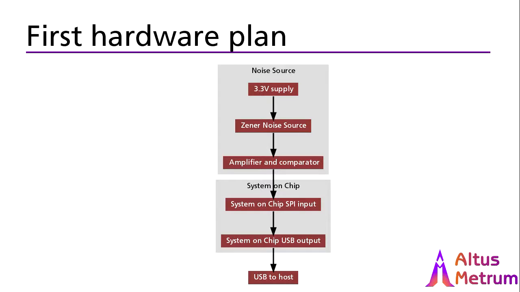So I don't need to generate any crazy voltages in my device. We're going to feed a 3.3 volt supply across a Zener diode, amplify it and compare it, and spin that into my system on chip and spit it out the USB port. Awesome. Seems pretty straightforward. Problem with that design was that the Zener diode that he found wasn't actually a Zener diode. It was kind of a synthetic Zener diode.